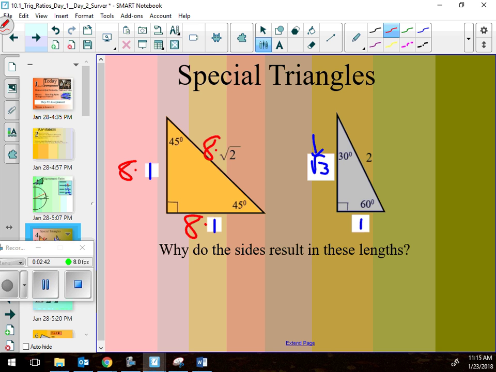So if this side was 6 times bigger, then this side would be 6 times bigger and therefore would be 12. And this side would be 6 times bigger and therefore 6 root 3. Okay. All right. So moral of the story, you need to have those memorized. That's all I need you to know, sine, cosine, and tangent. And have those memorized. 1, 1, root 2 and 1, 2, root 3 triangles.